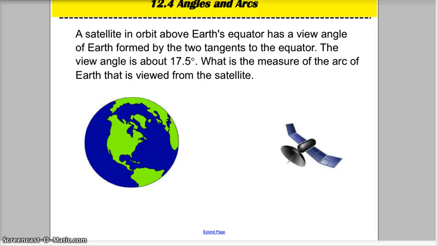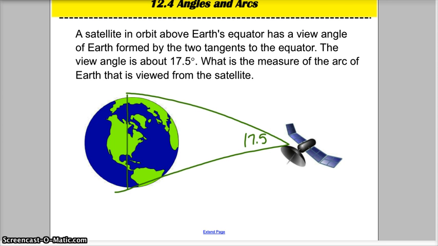One more problem. A satellite is in orbit above the Earth's equator. It has an angle, let's see, 2 tangent lines, tangent to the equator, which is running through, and this is 17.5. What is the measure of the arc that is viewed from the satellite? So they want to know what is this arc here that is viewed from the satellite.